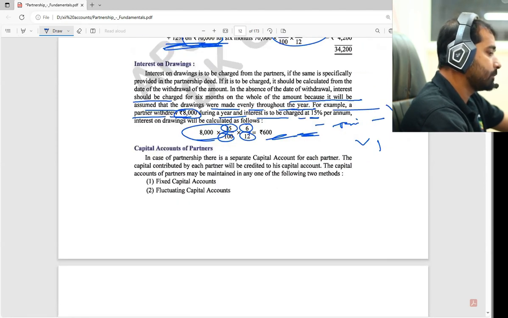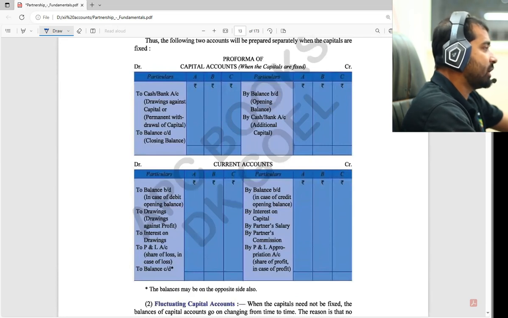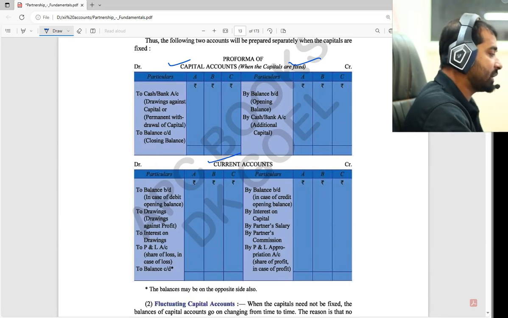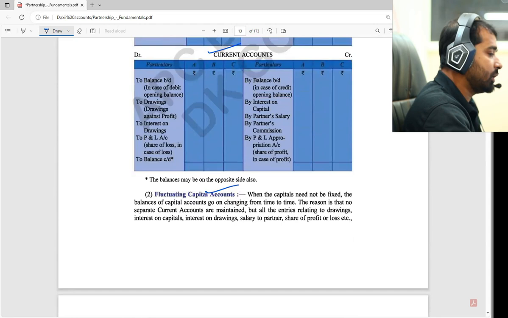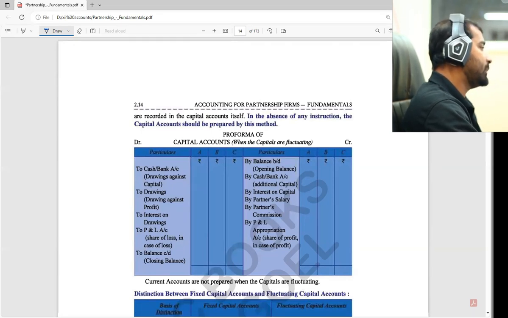Now, capital accounts of partners. These things we have already seen, so we are not going to see them again. There are two types of capital accounts. When partners' capital is fixed, we make two accounts, that is the partners' capital account and the partners' current account. When the partners' capital fluctuates, we make only one account, known as the partners' capital account, right? The distinction between the two is given, just take a look. One question we are going to see, that is fluctuating capital. Let's see how it will be dealt with.